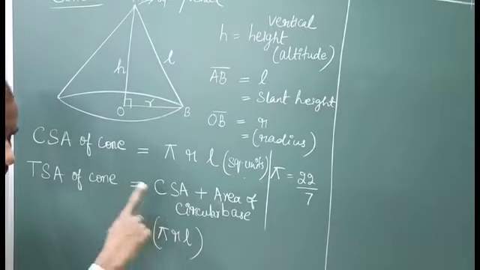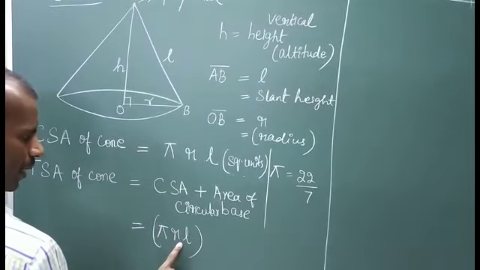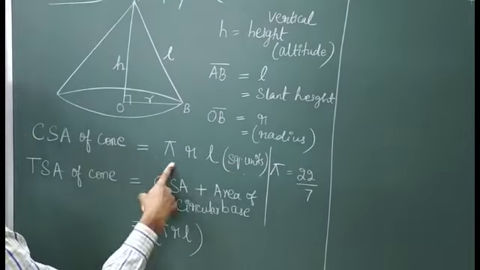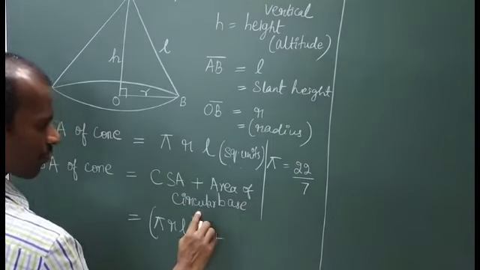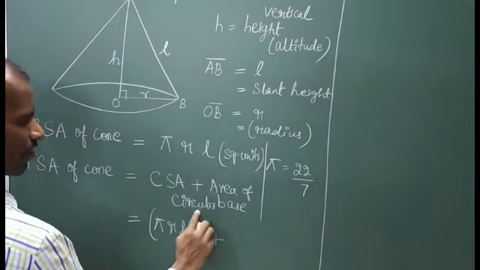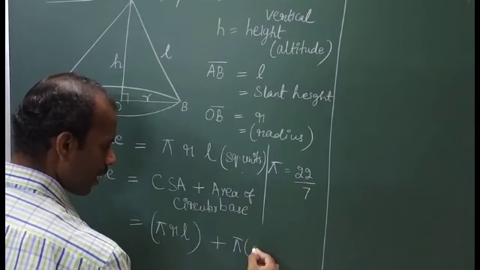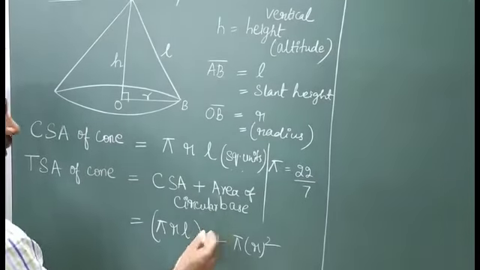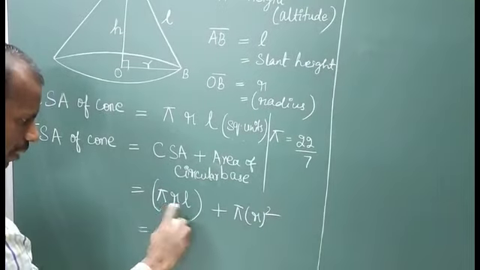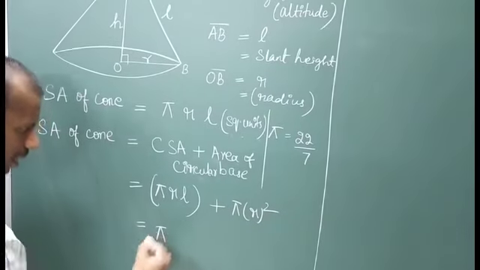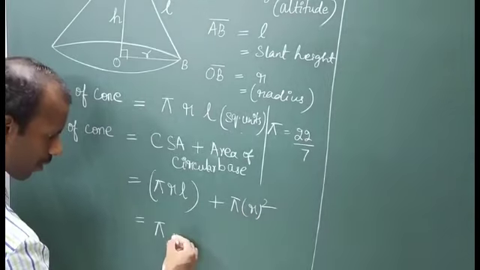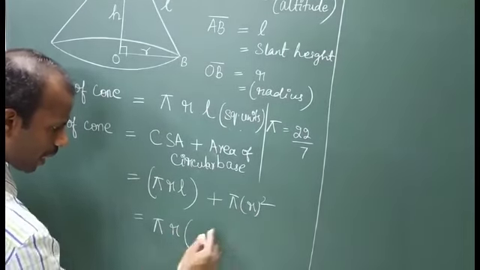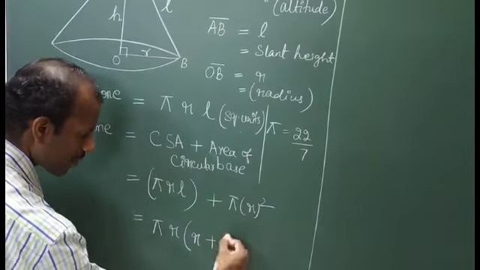So this is a way to remember. So please understand, pi RL, curved surface area, plus what is the area of circular base? The area of circle is pi r square. Followed it? Area of circle. So if I can take pi common here, I can take one r also common here. So pi r plus L.